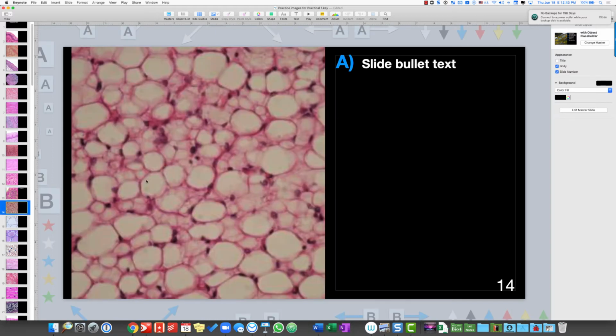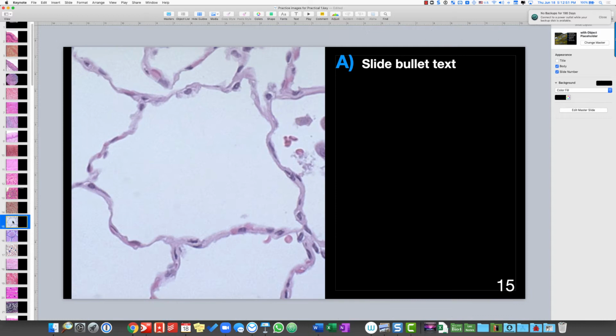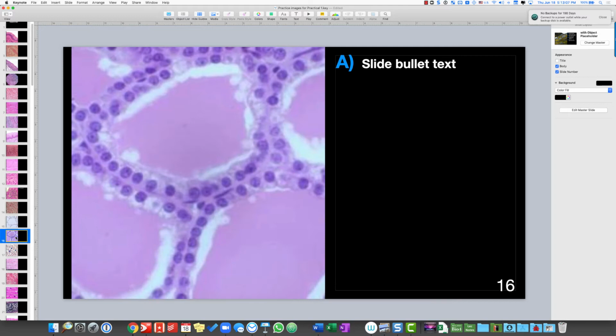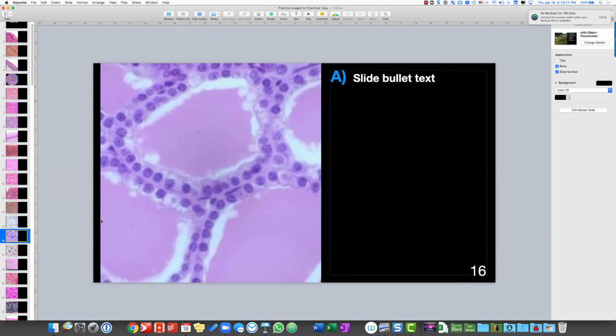This is adipose tissue, a type of loose connective tissue. You can see the adipocytes. This is simple squamous epithelium. You can actually see a few red blood cells in here. So this type of tissue is good for diffusion. This specific one is taken from air sacs, or alveoli. This one is simple cuboidal epithelium. This one is specifically taken from the thyroid.